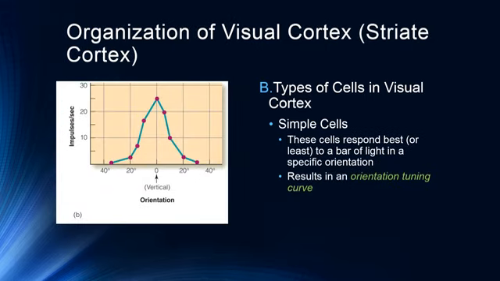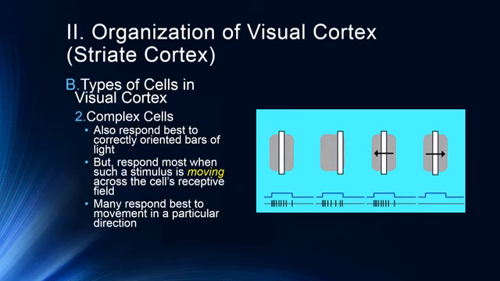Again, these cells respond best or least to a bar of light in a specific orientation, and this results in what we call an orientation tuning curve. In this particular case, this would be a vertical simple cell, so it responds best at this perfect vertical, and the further we get away from that, the less the cell responds, until eventually we get to the point where the cell doesn't respond at all. It will respond if it's a little bit off, but it won't respond as vigorously unless the stimulus is directly in the receptive field in the orientation of this particular simple cell.